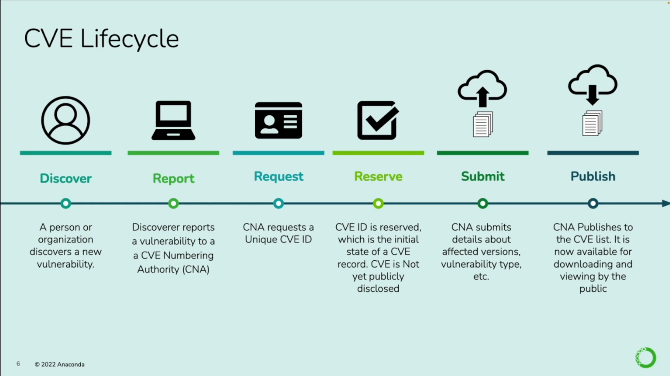And at the point that this CVE ID is reserved, the CVE is not yet publicly disclosed. It's not ready for public consumption yet. So the next steps are essentially gathering and submitting details about affected versions, vulnerability type, root cause, impact, public references, all kinds of stuff. And once the minimum required data elements are included, this will be published to the CVE list. And at that point, the CVE record is available for download and viewing by the public.